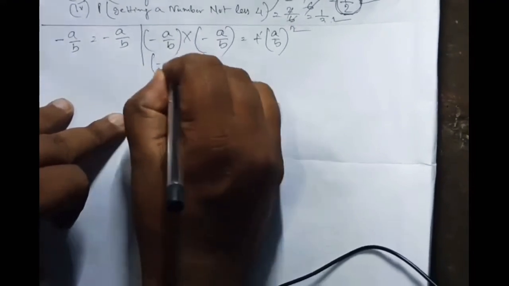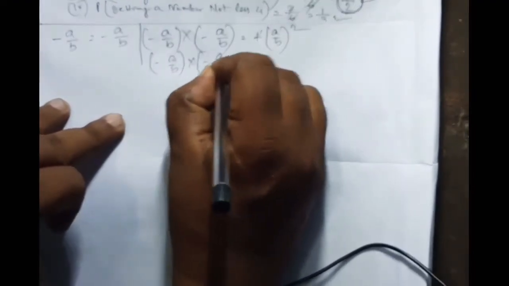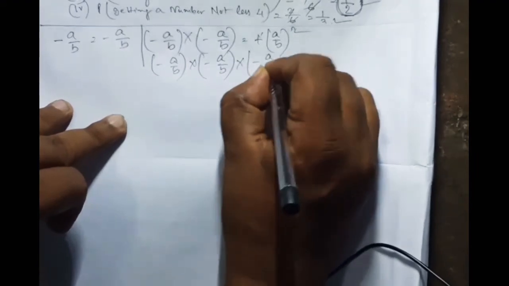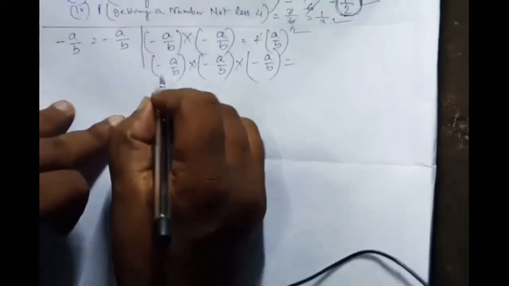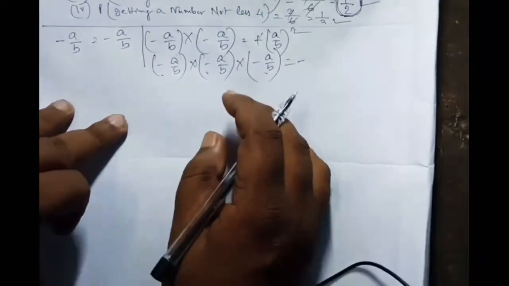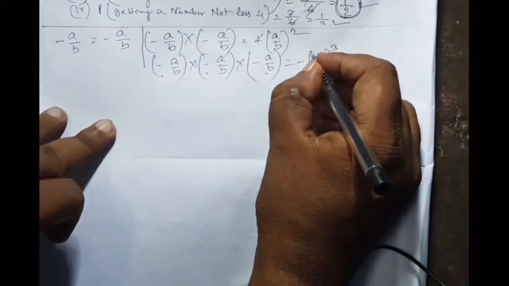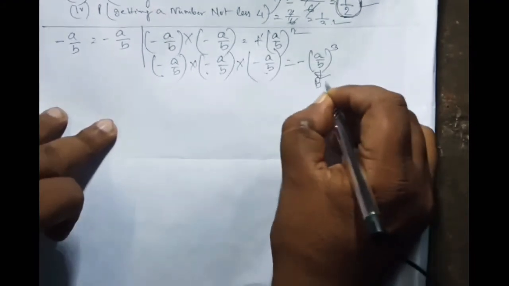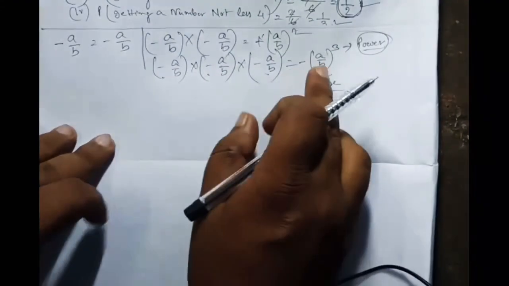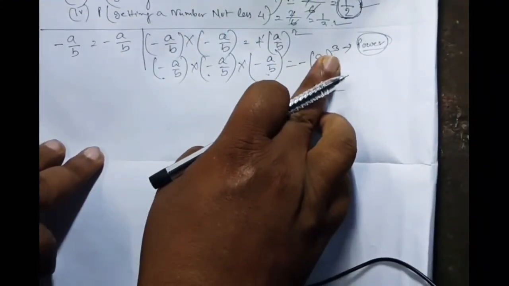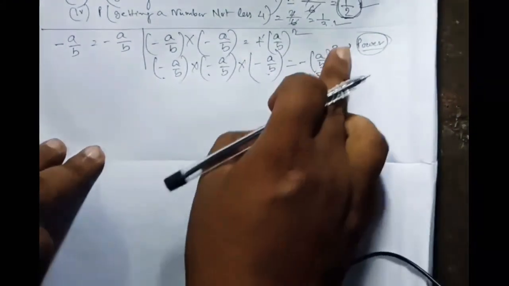Next, minus a by b into minus a by b into minus a by b. That is equal to minus into minus into minus, that means minus over here, and here a by b power 3. Here a by b is called the base, and this is the power, and we can say, or we can read it, as minus a by b to the power 3. We have to write it as minus a by b to the power 3.